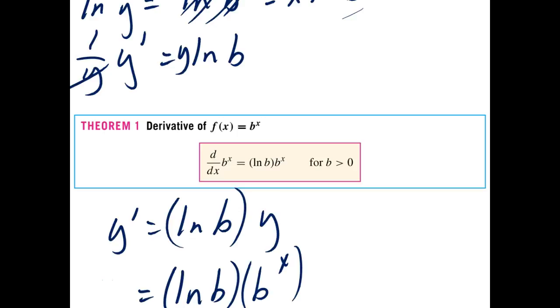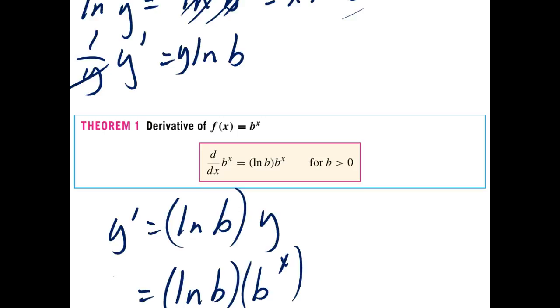Now, this is only good for b greater than 0. There's a pretty obvious reason why we had to have only positive b's, besides the fact that taking a negative base and raising it to powers is a really ugly thing to do. Here you see it has to be this because the log of a negative number is not defined. The log of 0 is not defined. So you have to have b being strictly positive, not even 0. Okay, so there's where we begin.